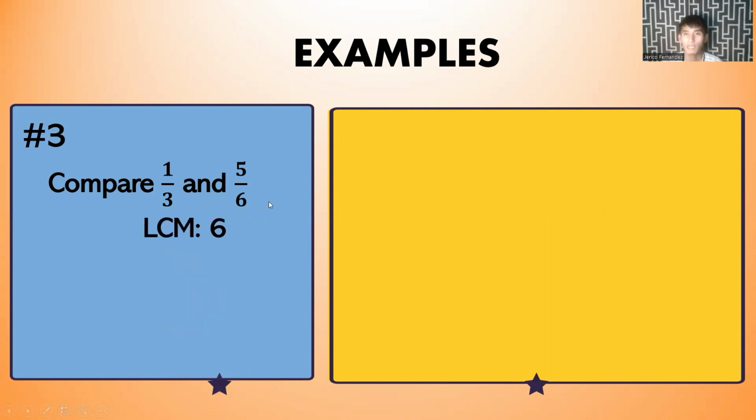Our LCM is 6. Then this one will be 1 times 2 or 3 times 2 kasi 3 times 2 is 6. 1 times 2 over 3 times 2. So, okay na. 6 na rin yung denominator niya. 5/6. So ito ang numerator is 2. So which is now bigger, 2 over 6 or 5 over 6? We have 5 over 6. So 1/3 is less than 5 over 6.